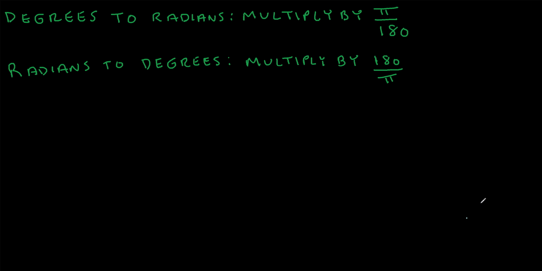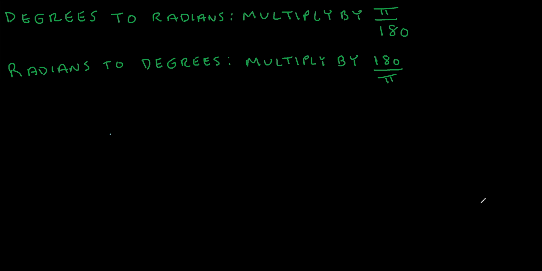In this video, we'll talk about how to convert between degrees and radians. So here are the two rules that you need to remember. If you're converting from degrees to radians, you simply multiply by pi over 180. If you're converting from radians to degrees, you do the opposite. You multiply by 180 over pi. So let's work through a few examples.